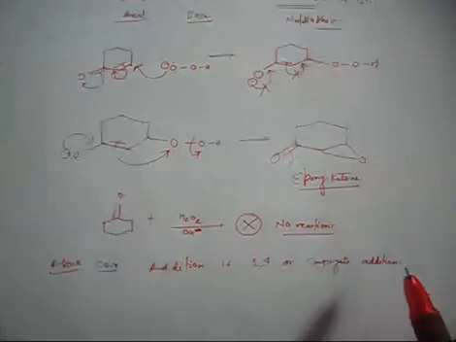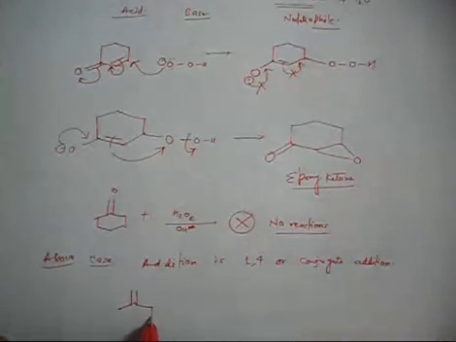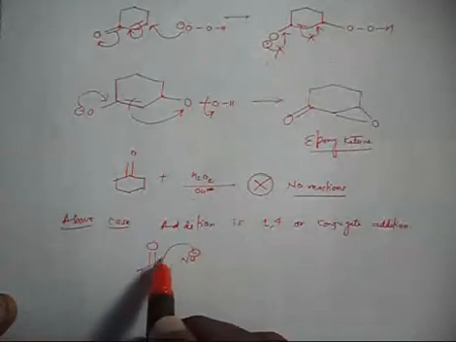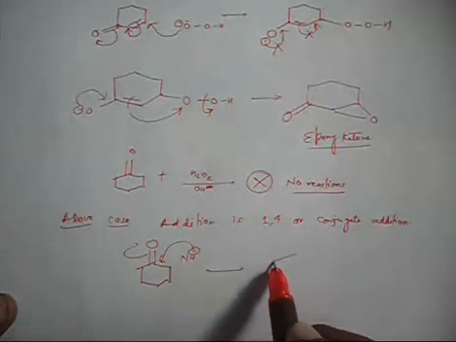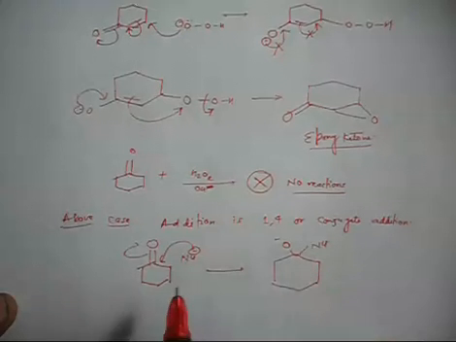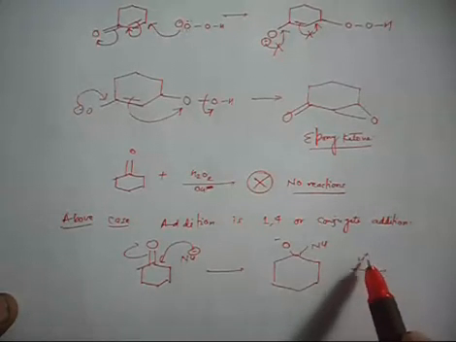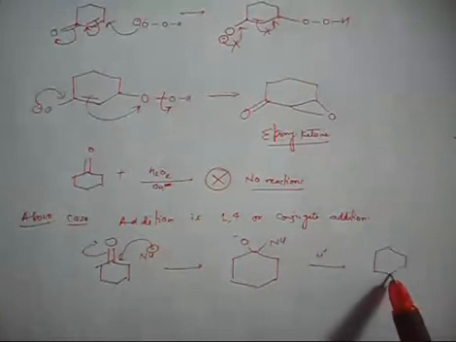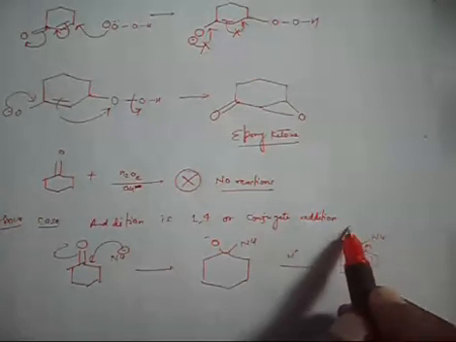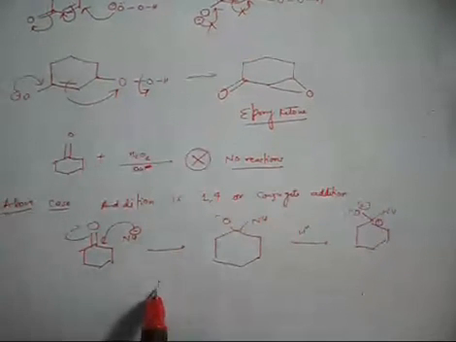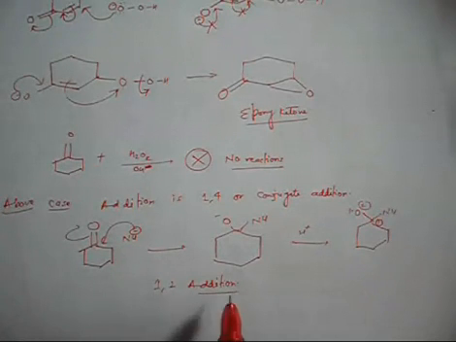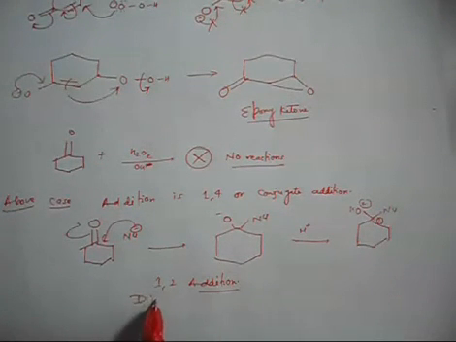You know 1,2 addition, that is an addition that happens here. If you have a C double bond O, and a nucleophile attacks here and this goes here, giving O minus and Nu, this kind of addition is called 1,2 addition. In the next step, if I add H plus, I will have OH and Nu. So the addition is at carbon 1 and oxygen 2. This kind of addition is called 1,2 addition, also called direct addition.